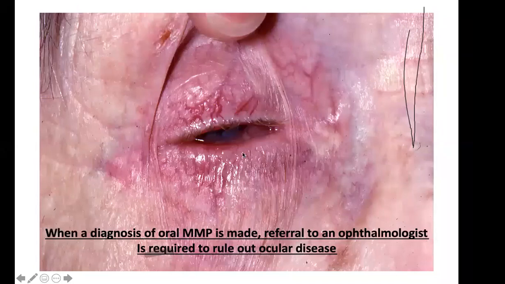And so even though the optic nerve is functioning, the retina is excellent, the eyeball is functioning, the patient undergoes blindness just because of obstruction of the palpebral fissures. And so it's very important to prevent this from happening. It's very critical for us as oral pathologists that if we see a patient with oral mucous membrane pemphigoid, we refer these patients to an ophthalmologist to rule out any ocular disease.